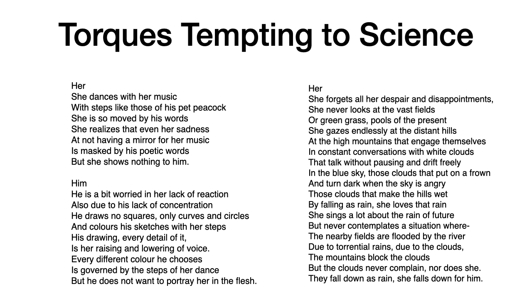She loves that rain. She sings a lot about the rain of the future, but never contemplates a situation where the nearby fields are flooded by the river due to torrential rains, due to the clouds. The mountains block the clouds, but the clouds never complain, nor does she. They fall down as rain. She falls down for him.